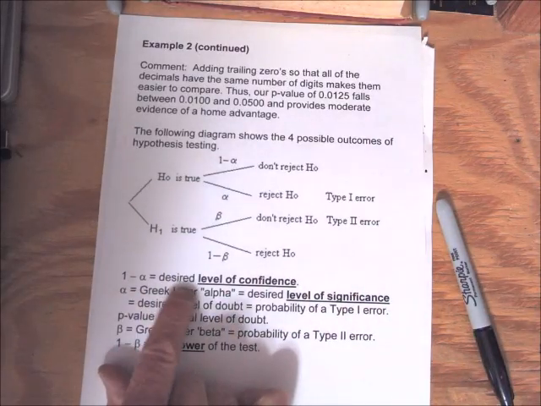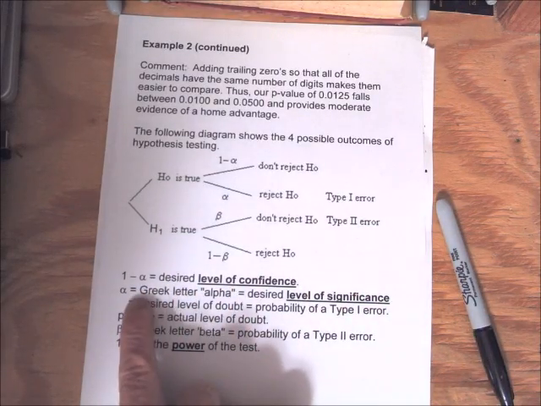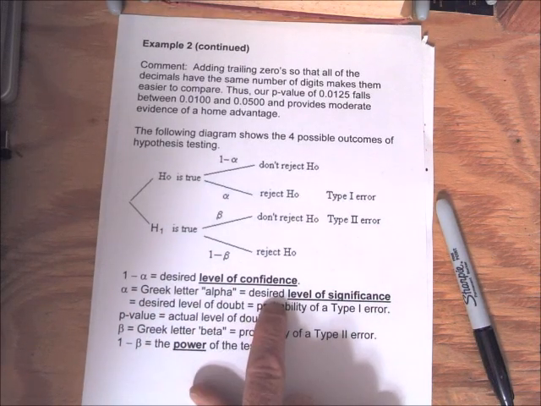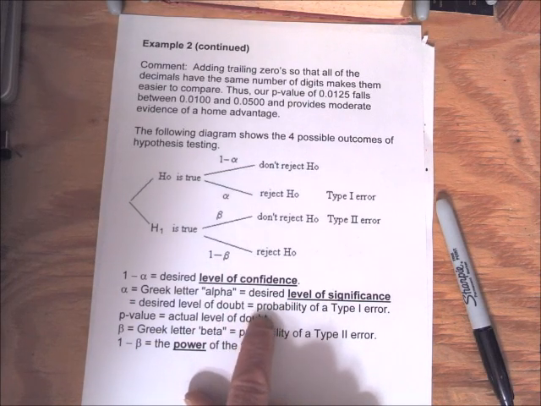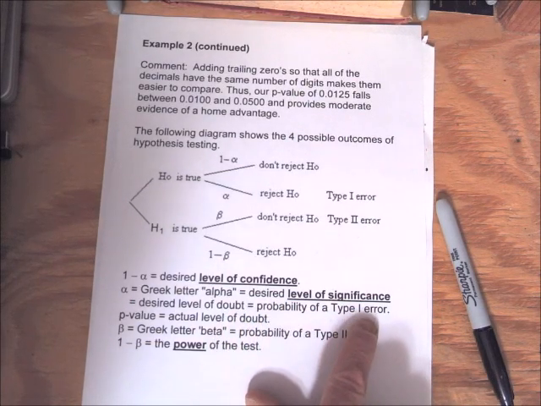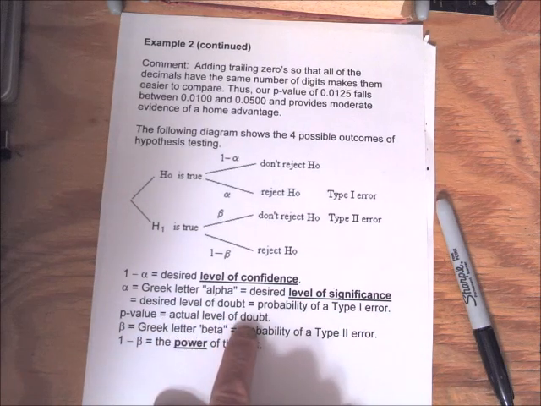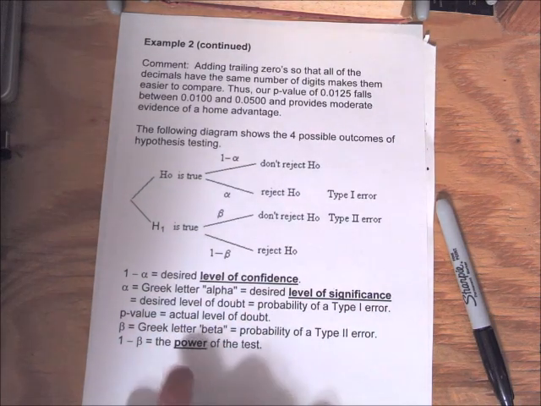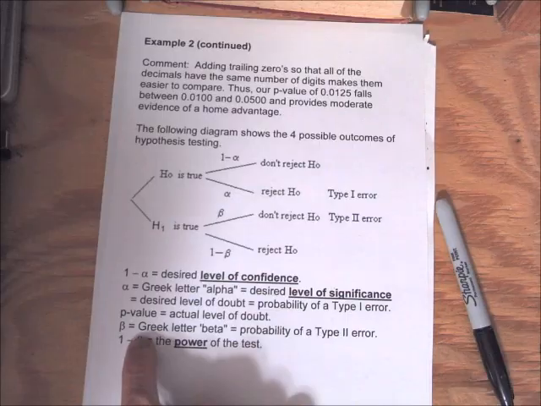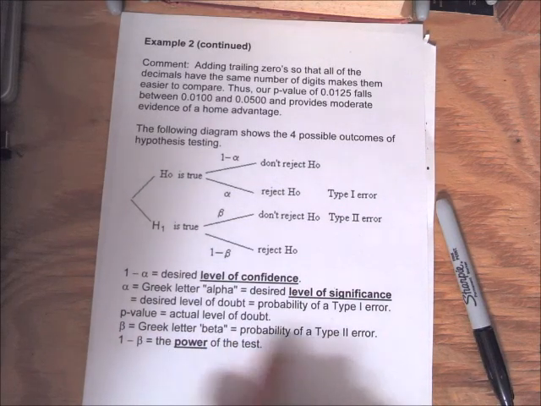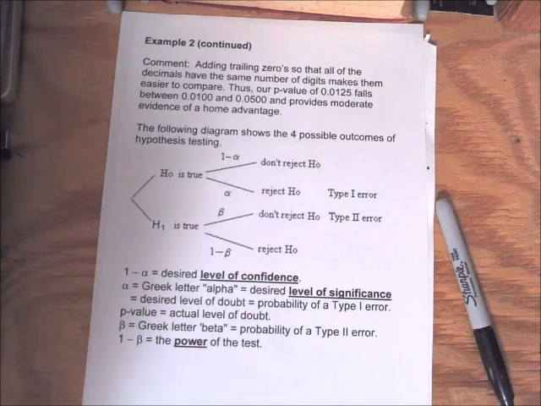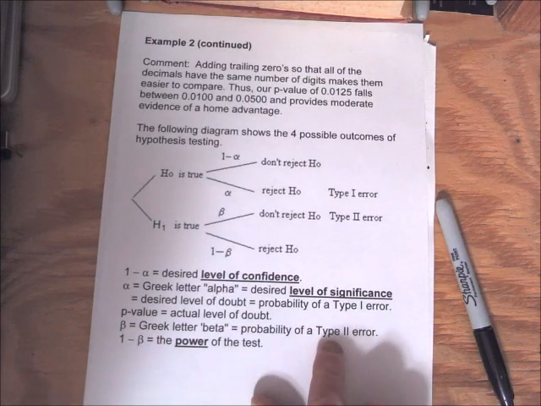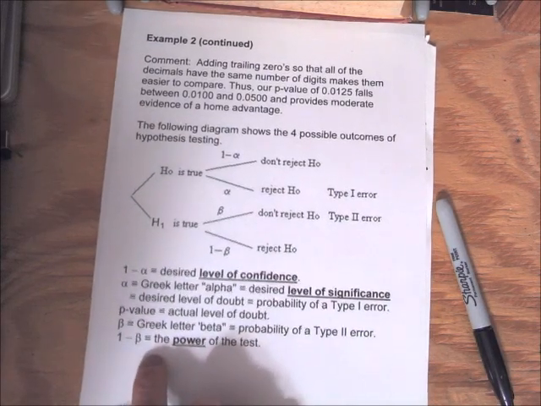1 minus alpha is our desired level of confidence. The Greek letter alpha is our desired level of significance. I like to call it the level of doubt. It's the probability of making a type 1 error. P-value is our actual level of doubt. That was the 0.0125. Greek letter beta is the probability of a type 2 error, and that's usually not computed. You need to make additional assumptions. We will not be computing the probability of a type 2 error. 1 minus beta is the power of the test.